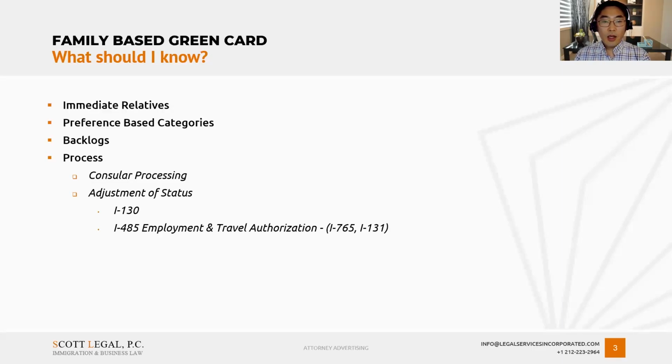But if the beneficiary is inside the United States, then the beneficiary may apply for adjustment of status by filing Form I-485 with the USCIS. And as part of the I-485 application package, the beneficiary may apply for the I-765 work permit and I-131 travel authorization. Some situations require additional processing, like third steps.